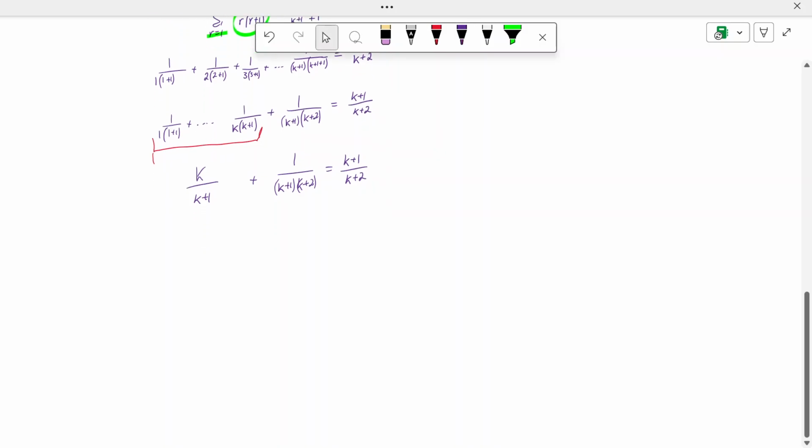Now that I've made this assumption, I'm just going to use some algebra to make the two sides equal each other. So I'll note that I've got this term here in the middle with its k plus 1 and k plus 2 as a denominator. This one only has a k plus 2 and this one only has a k plus 1. So I'm going to fix that by multiplying top and bottom by k plus 2 and multiplying top and bottom by k plus 1. That way I can add all my fractions together. So that's going to look like this.